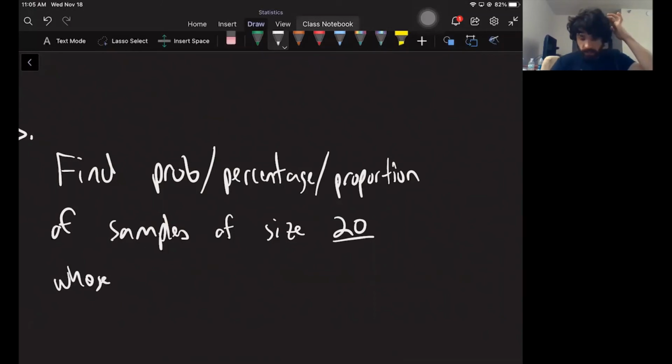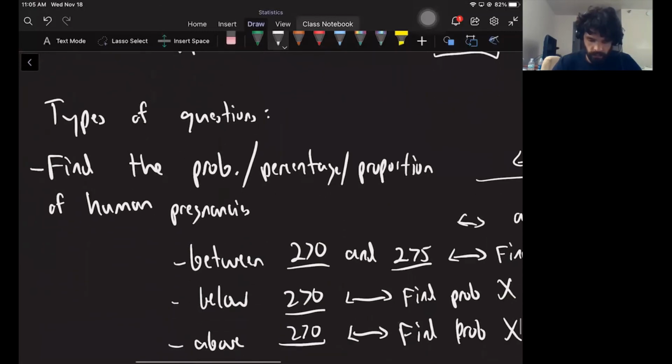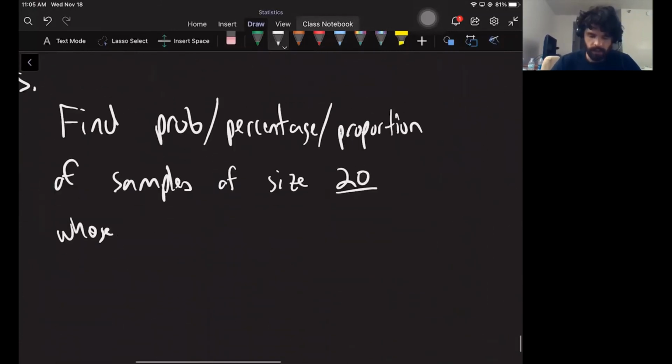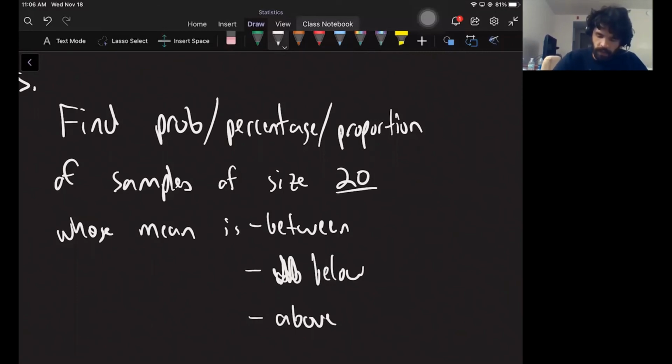And instead of asking for the thing itself, instead of asking for the human pregnancy to be between 270 and 275 or something like that, we're asking for the mean of the sample to be between. But it can be lots of different questions. It could be between two things, it could be below, or it could be above. And then you might even use the same numbers, 270 and 275, for this.